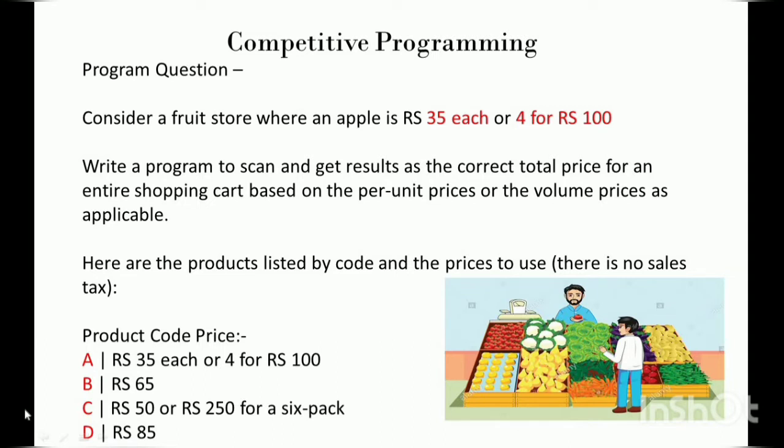Here are the products listed by code, and consider there is no sales tax applied for this total cart. These are the product codes and prices: A, B, C, D. For A, rupees 35 each or 4 for rupees 100. B is 65 rupees. For C, rupees 50 for each, and if you are buying a 6 pack then its total value becomes 250. And for D it is rupees 85.